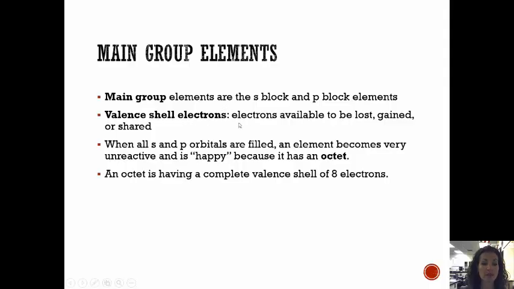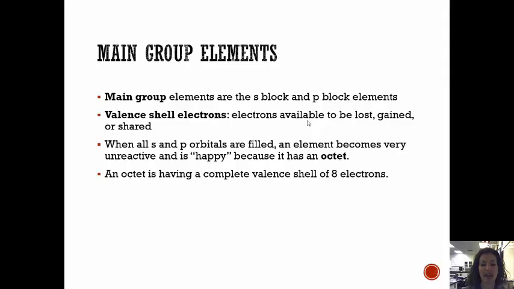The valence shell electrons can be lost, gained, or shared. So that kind of determines their reactivity. Pretty much with the exception of nuclear chemistry, everything else has to do with electrons. So when all of the S and P orbitals are filled, the element becomes much more stable, in a more low energy configuration. Or if you want to personify the atom, which isn't necessarily accurate, but it's easier to understand, these elements become happy.